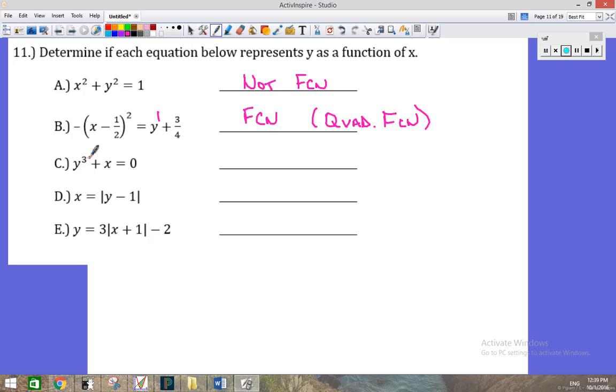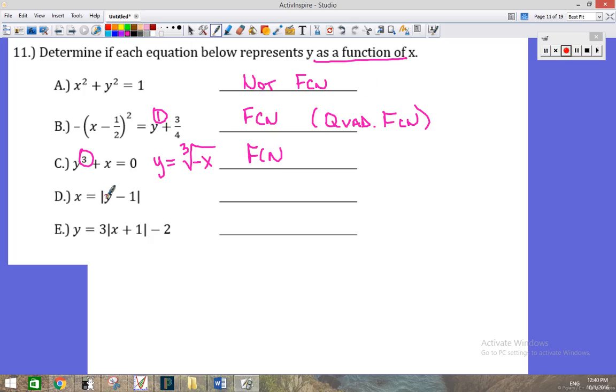Here we've got y raised to an odd power. So when we solve for y, we've got the cube root of the opposite of x, but we can take the cube root of any real number. So this is a function. Anytime that we see y raised to an odd power, as long as it doesn't have absolute value symbols around it, or another function like a logarithm, we're going to be fine with it being a function. We're going to conclude that y is a function of x.